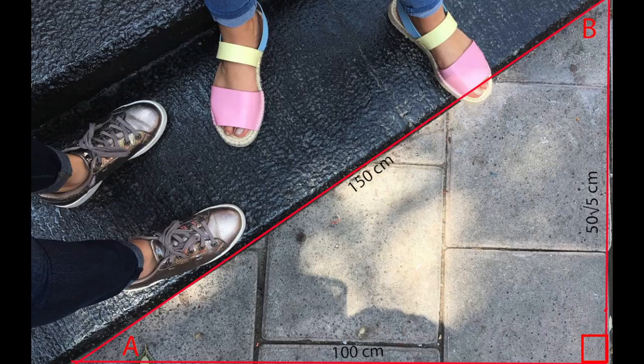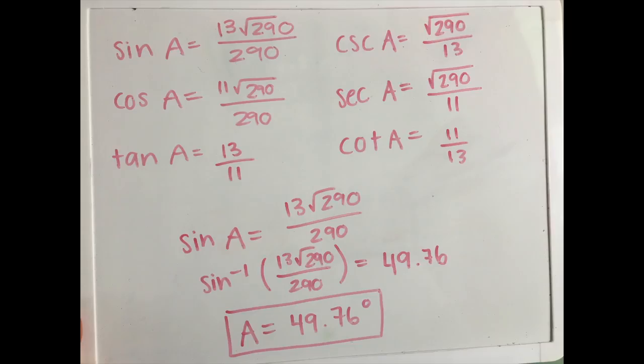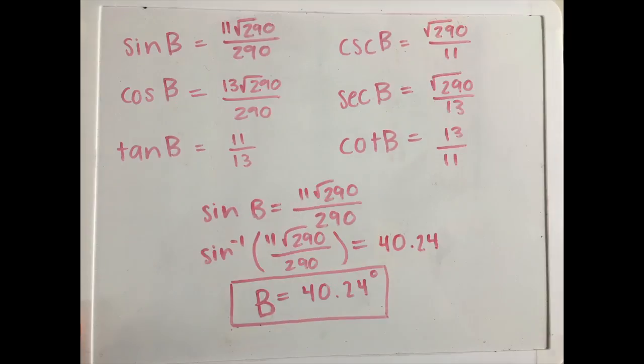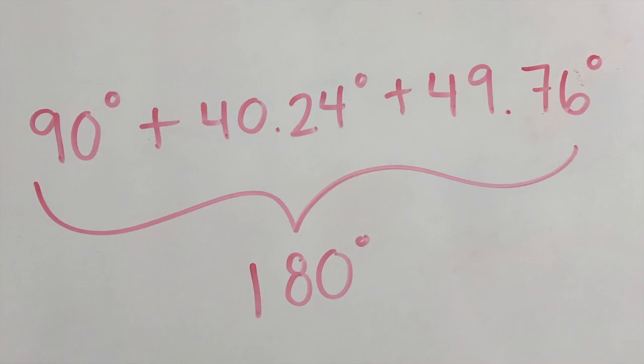For this part, I measured the sides of a triangle and got the trigonometric functions of angle A, angle B, and then added their angles to see if they added up to 180.